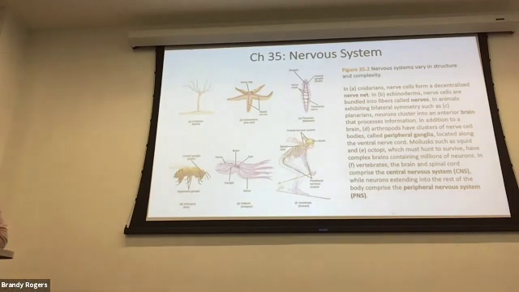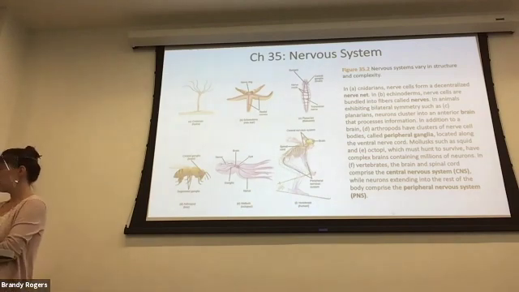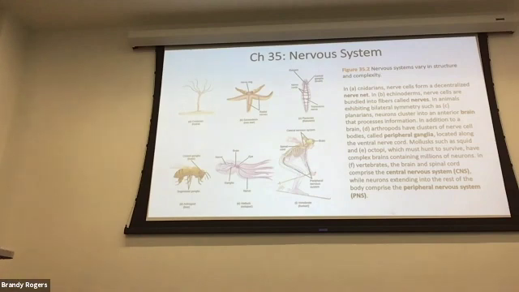So this is just comparison of complexity of nervous systems across different groups. So in something like a cnidarian, you've got a nerve net. So there are nerve cells, but they're not really bundled into nerves. They're not really centralized. There's no brain, right? It's just sensory neurons communicating throughout the organism.